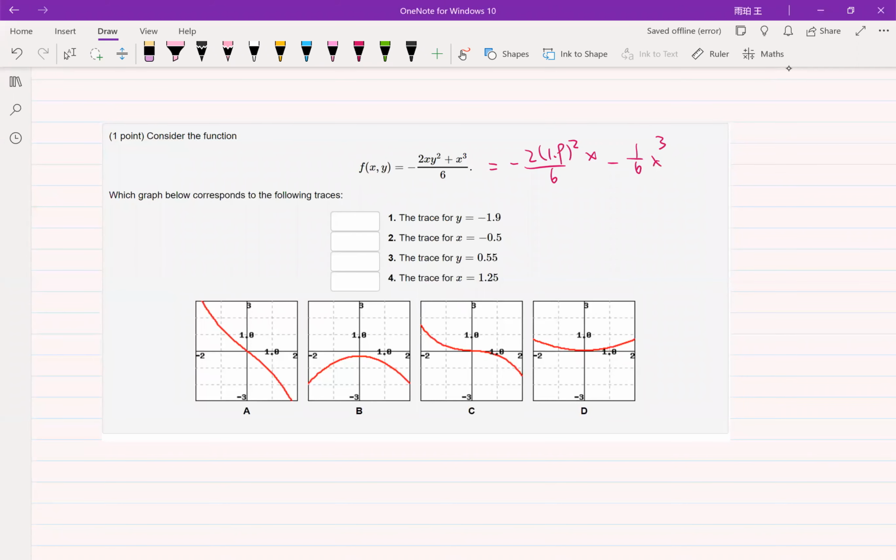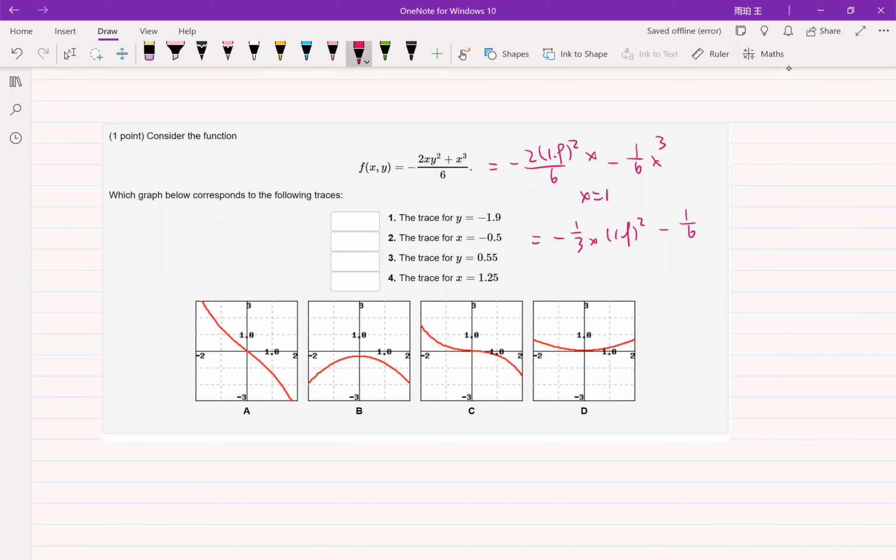Now, what's different between A and C is the level, it's basically the slope of each graph. So how do we identify which graph is the correct match for our function? We can simply do this by plotting points. Okay, so let's set x equals 1. So in this case, we have negative 1 over 3 times 1.9 squared minus 1 over 6.